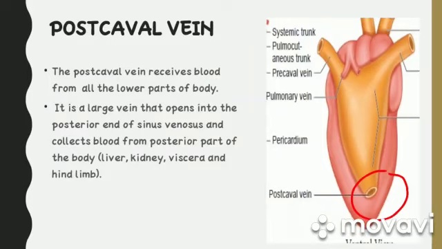In the given diagram, postcaval vein is encircled. Blood from all the lower parts of the body such as stomach, intestine, liver, pancreas, genital organ, muscles, hind limbs is collected through veins which join together and form one major vein called postcaval. Both the precavals and postcaval open into sinus venosus, from where the blood is pumped into the right auricle of the heart.